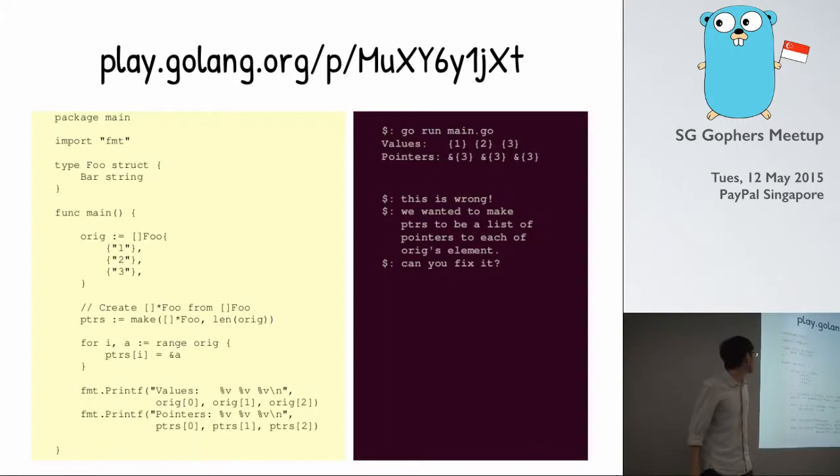So we have this challenge. On my left side, I have a program. Basically, it has an array of struct, which is 1, 2, 3 here. And then we want to create a slice of pointers to each of these structs. Okay, so then we have this program, which, if you run it, will be wrong. Right. So your task is: can you guys guess what's wrong with this program and how to fix it?